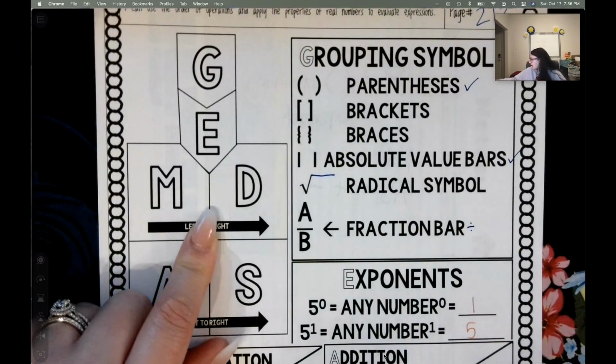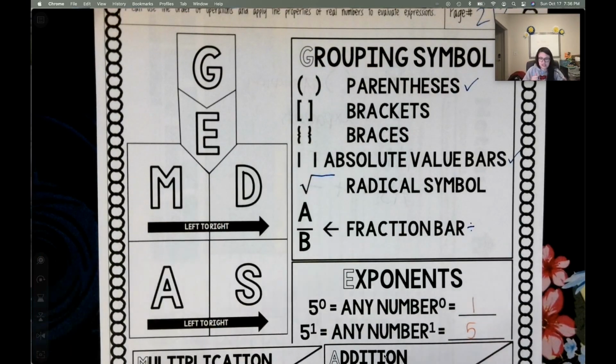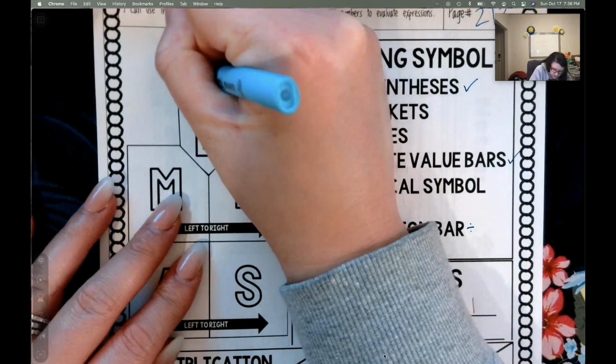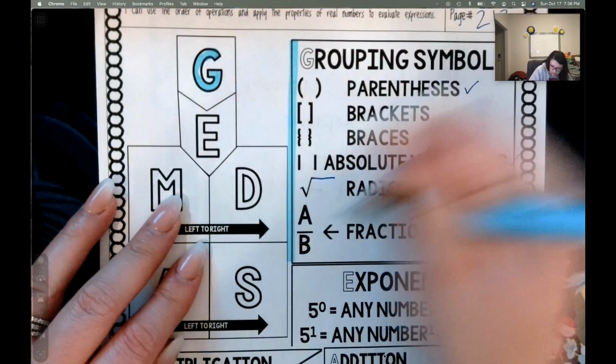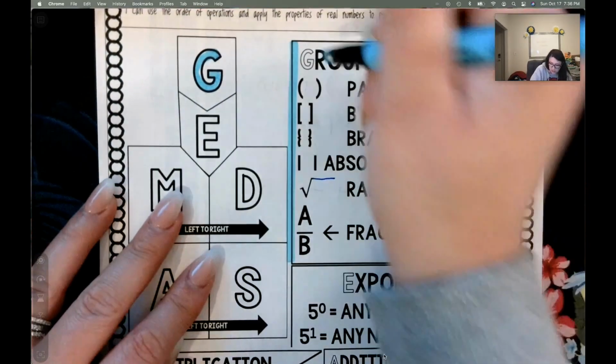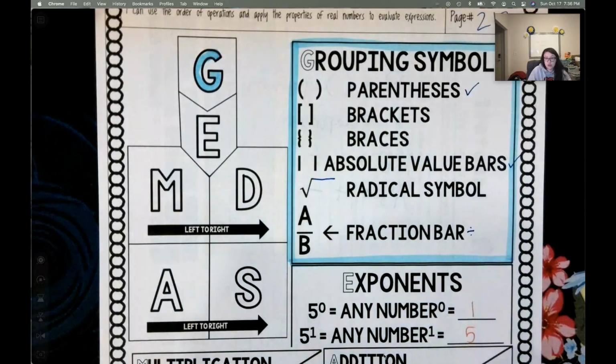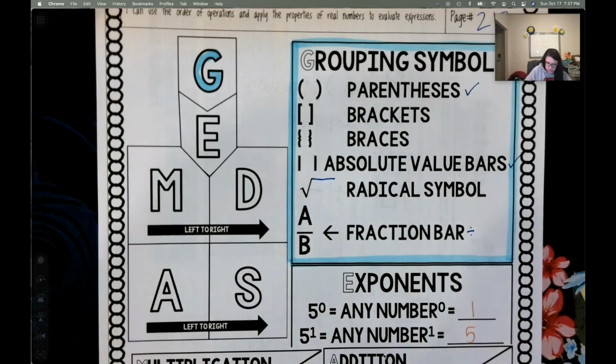If you want to use some of my highlighters in the tubs to help you sort these out, to help you remember. G is for grouping, and that's the stuff up here. Because y'all know highlighters help, that's why they're on your tables. That's all grouping stuff. E is for exponents.